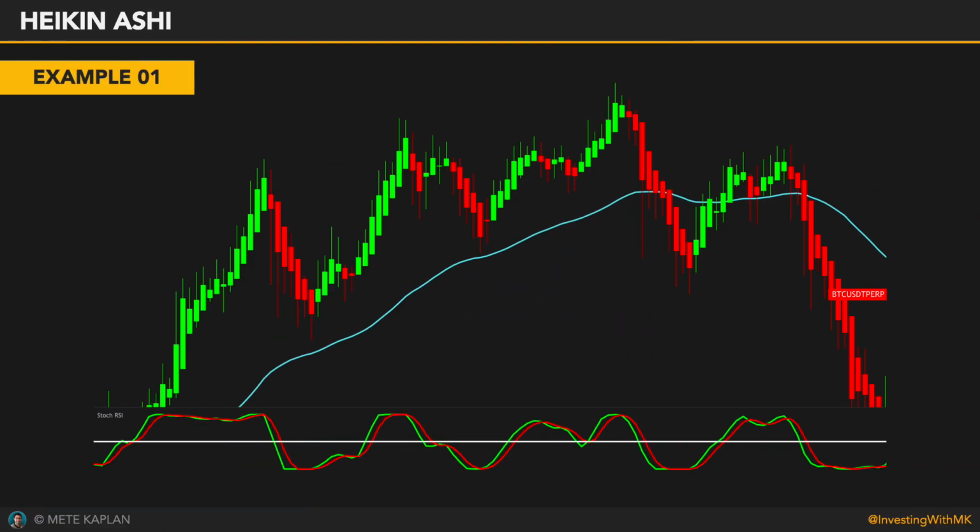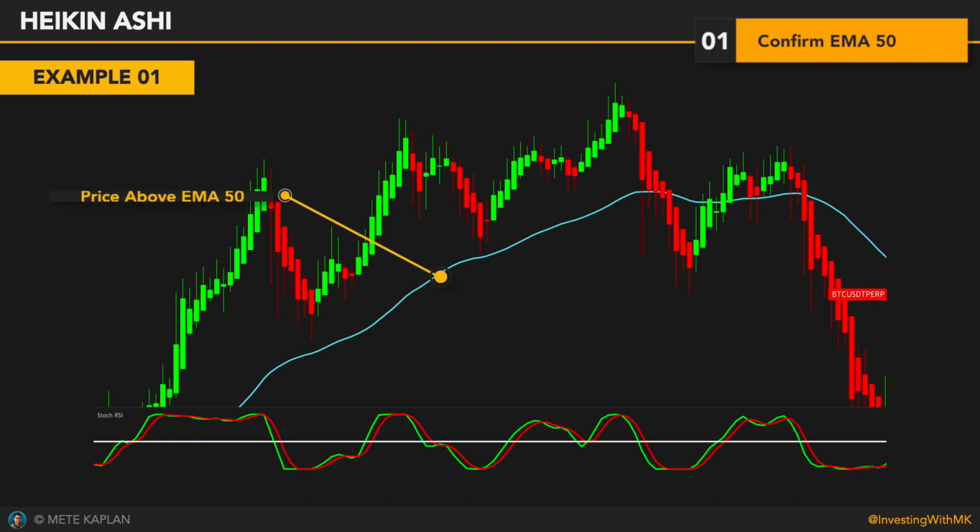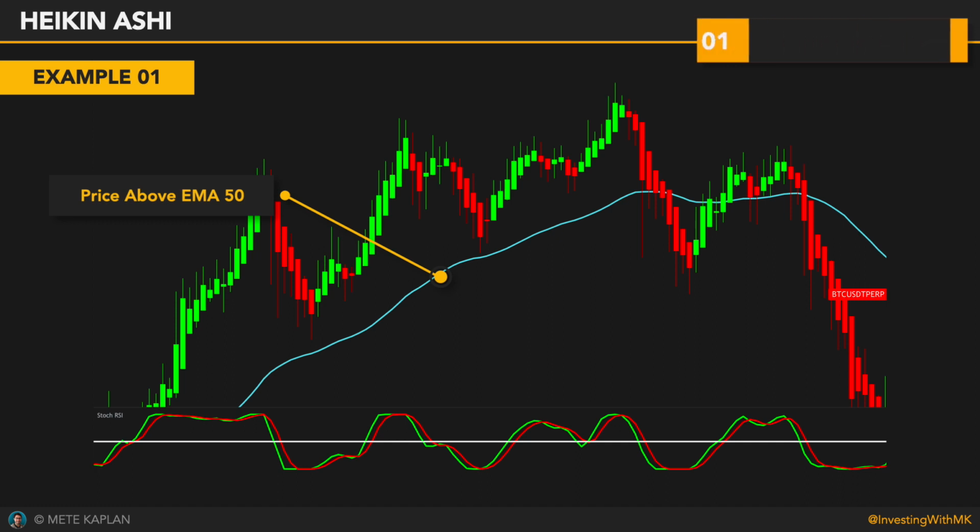Let's check out this Bitcoin chart with the Heikin Ashi. My trading technique is extremely simple to use. Let's go over it step by step. Step 1. I want the price to be above EMA 50. This blue moving average is EMA 50 and the price hovers above it. This gives me an indication that this financial asset is in uptrending momentum for the moment.